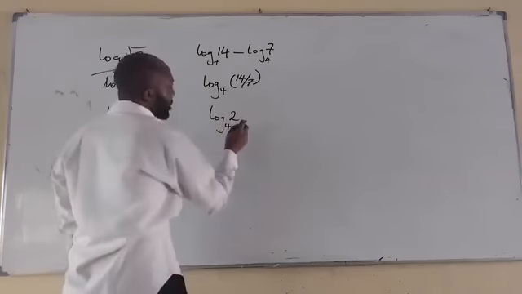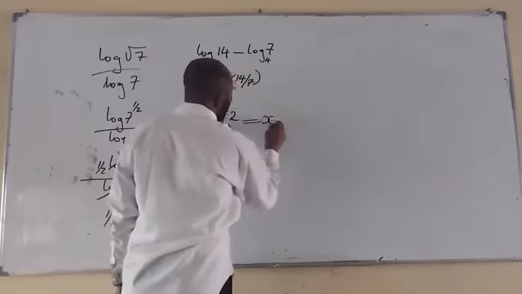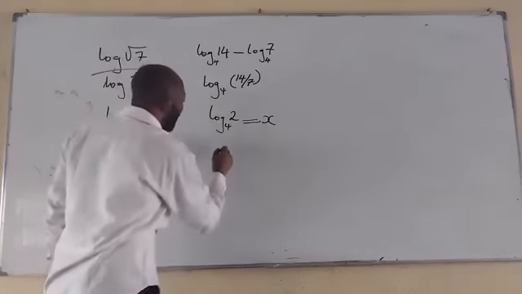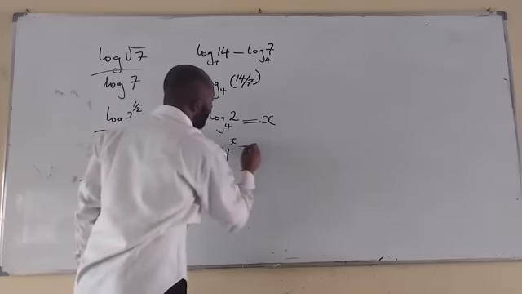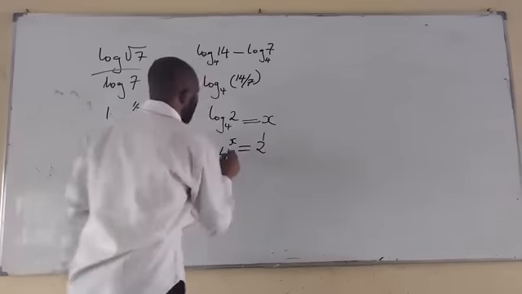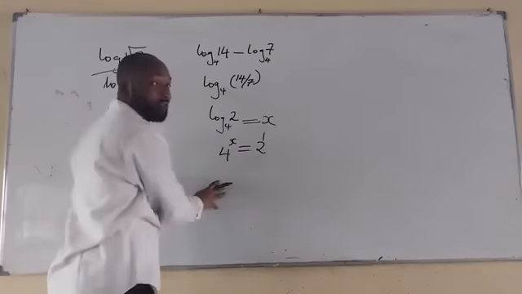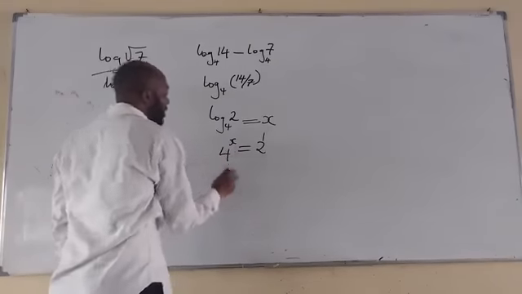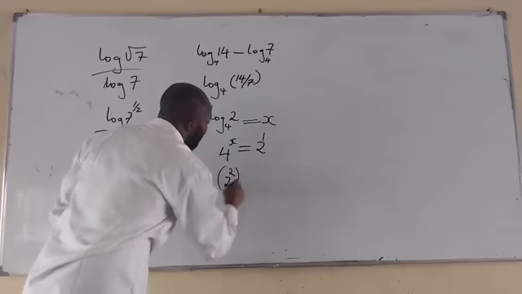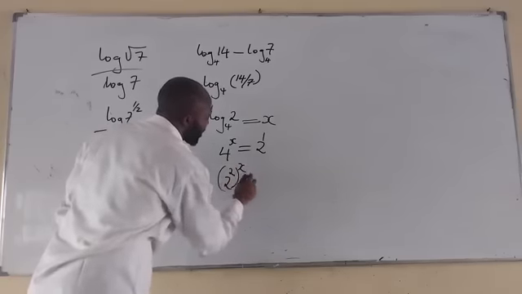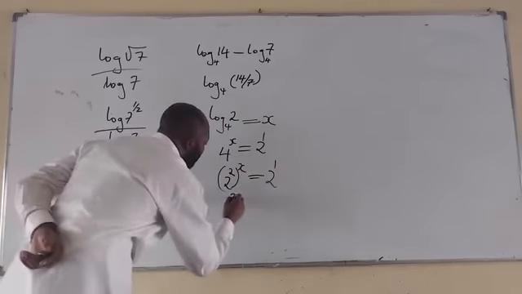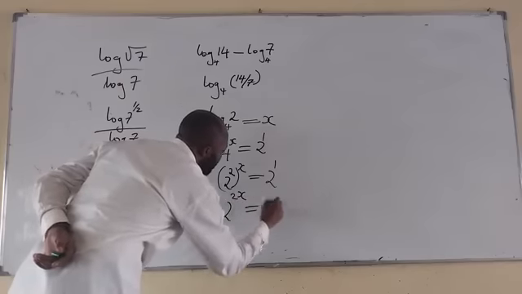And this is not over, we equate it to x. We want to know the number of times 4 can be raised to give us 2. So we now have 4 raised to the power x is equal to 2 raised to the power 1. I want to have the same base, so I reduce 4 to 2 raised to the power 2. Open bracket, power law of indices, 2 raised to the power 2x is equal to 2 raised to the power 1.